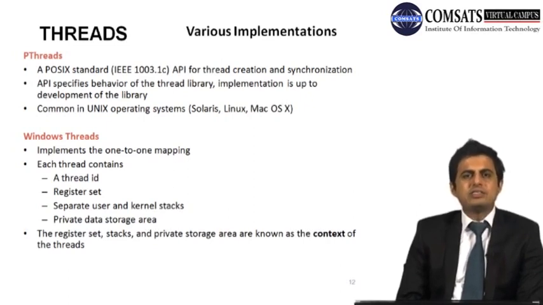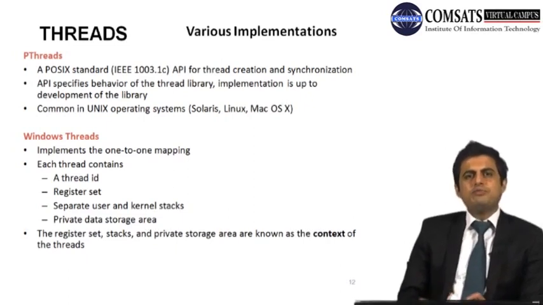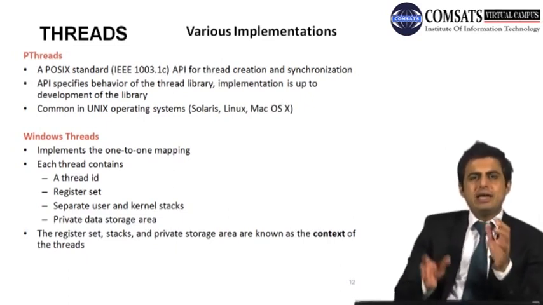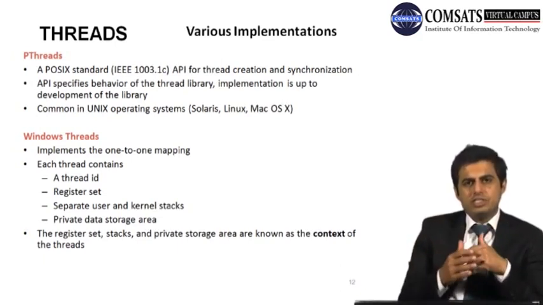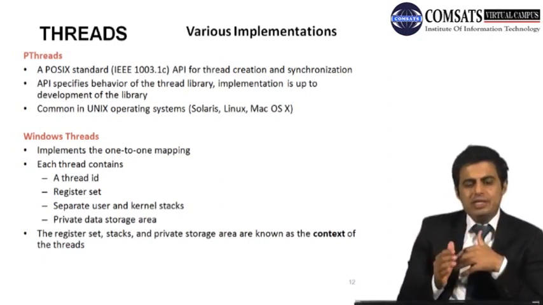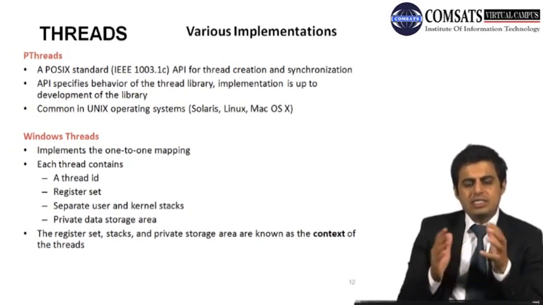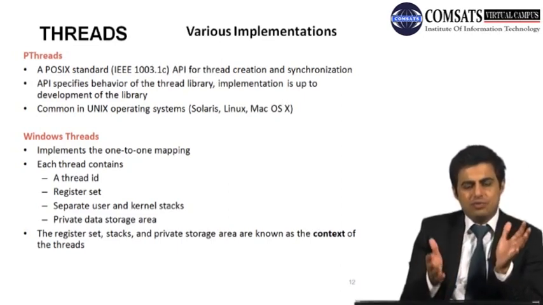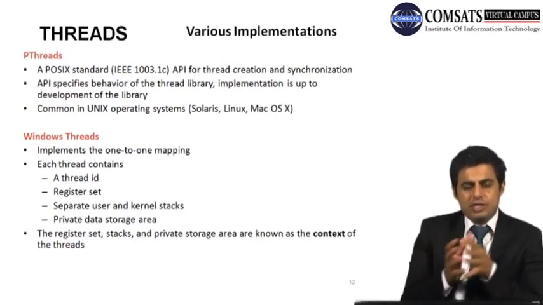Each thread contains its own ID, and it has its own register set. As I told you before, threads can share code, data and files, but they have their own registers, and they have their own stacks as well. Each thread can have its own set of registers, and there are separate user and kernel stacks for each thread. And there is a private data storage area as well, where every thread can store its own data.